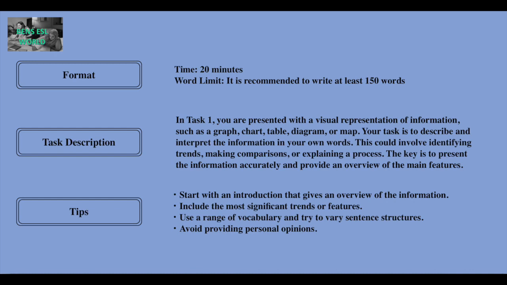Tips. Start with an introduction that gives an overview of the information. Include the most significant trends or features. Use a range of vocabulary and try to vary sentence structures. Avoid providing personal opinions.